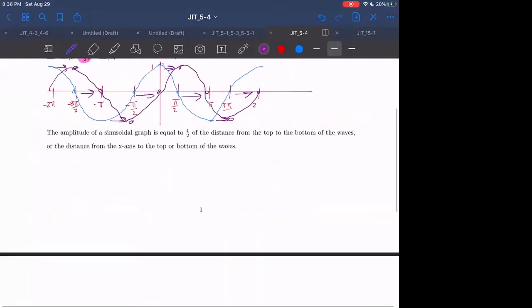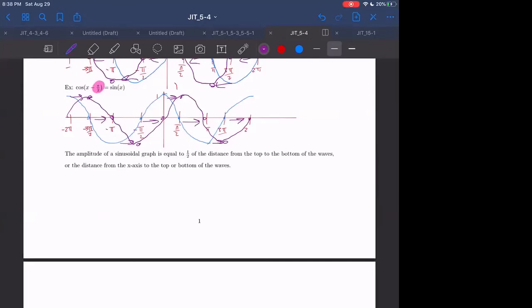All right, so the amplitude of a sinusoidal graph. All of these wave-shaped graphs are just called sinusoidal graphs. So the amplitude is going to be equal to 1/2 the distance from the top to the bottom of the waves, or it's just the distance from the x-axis to either the top or the bottom of the waves.